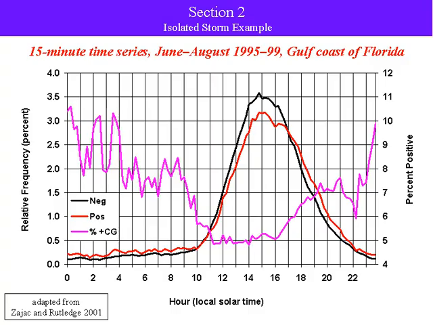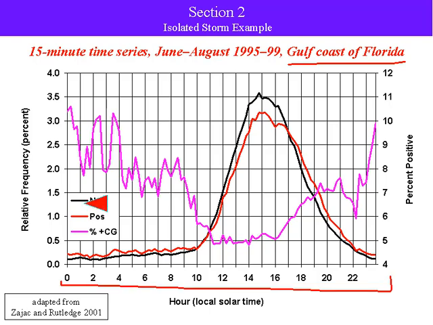This plot is a 15-minute time series of CG lightning over the Gulf Coast of Florida averaged over the warm seasons, June through August of '95 to '99. What we're looking at on the x-axis is the hour in local time as we go through one day, and the relative frequency of negative charge in black and positive charge in red. The pink line is the percent positive CGs.